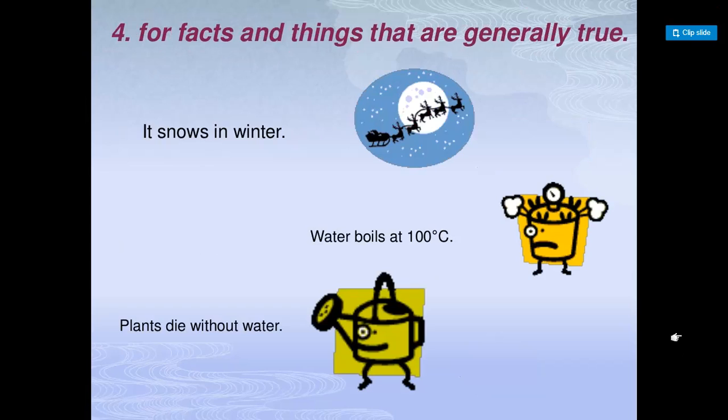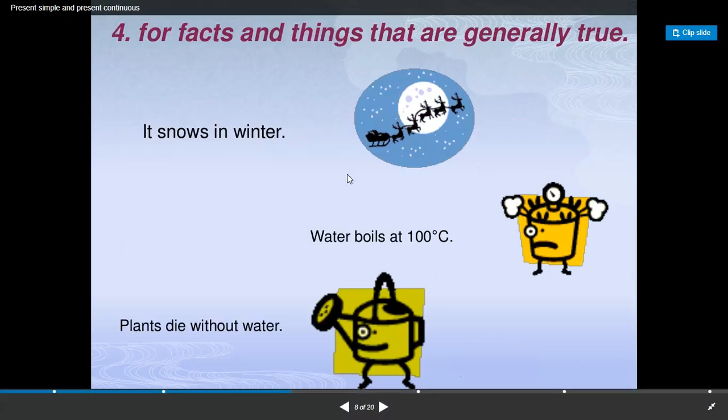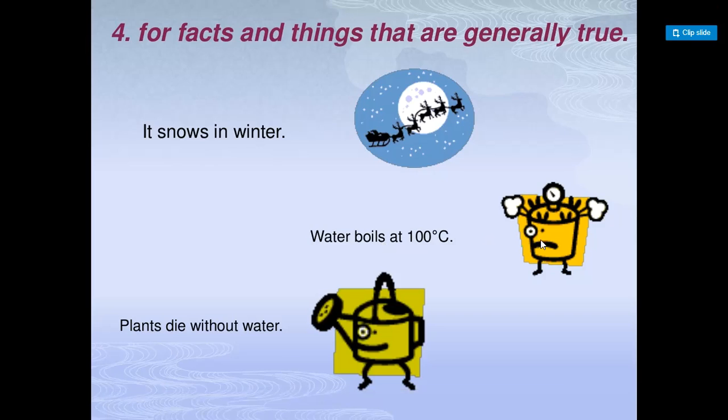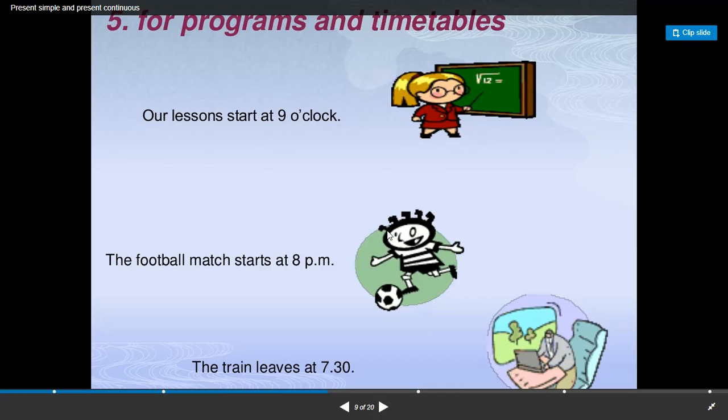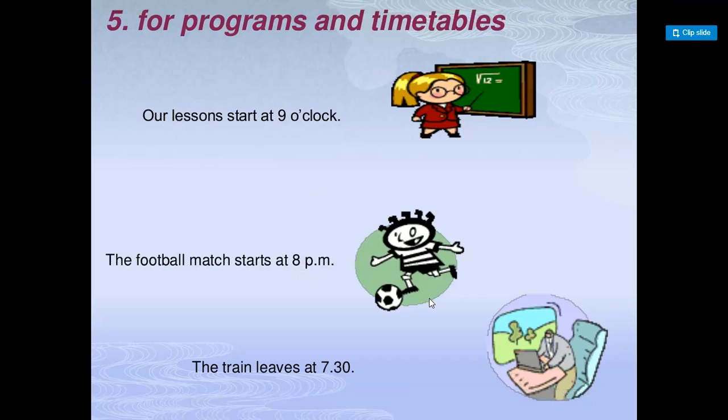We use it also for facts and things that are generally true. It snows in winter. Water boils at 100 Celsius. Plants die without water. Number 5, we use it also for programs and timetables. Our lessons start at 9 o'clock. The football match starts at 8 p.m. The train leaves at 7:30.